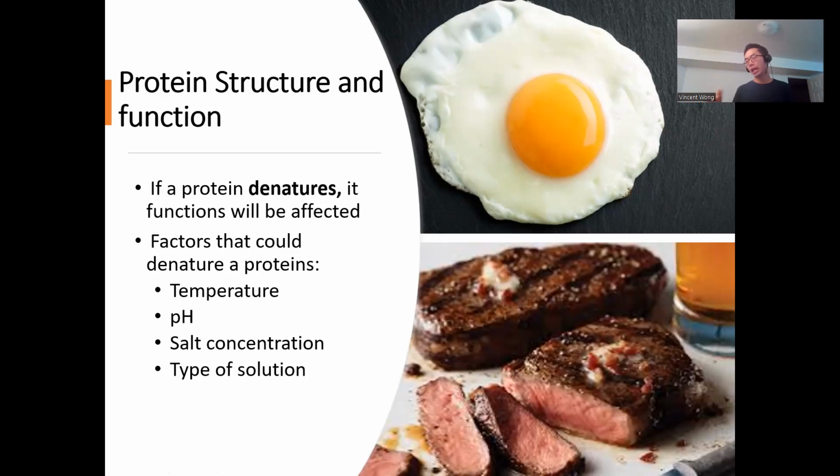Temperature is one. You can change the pH, right? The acidity of the environment could unfold the protein, which is why we have to keep the blood pH at a very narrow range. If you go too high or too low, it will cause proteins in the bloodstream to denature, to unfold, and they lose their functions, and that could be deadly. Changing the salt concentration, changing the type of solution that it is in, will also cause it to misfold. If you change it from, let's say, a hydrophilic solution to a hydrophobic solution, it will cause the protein to flip inside out, and that is going to affect its function.